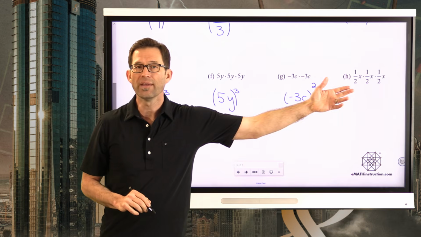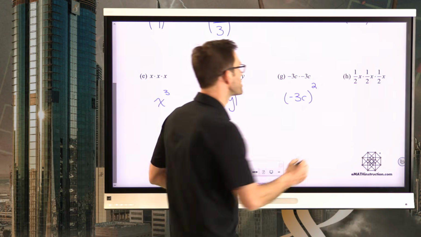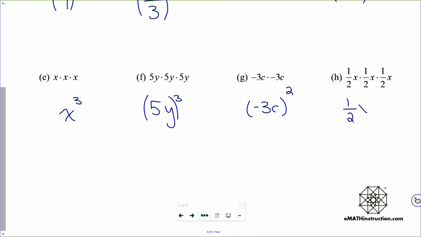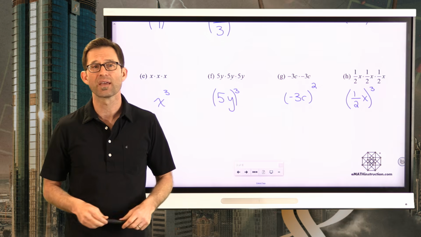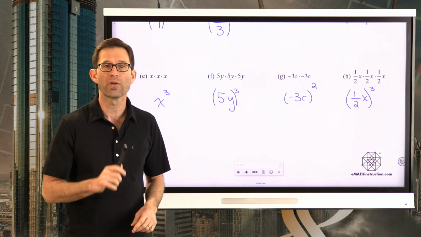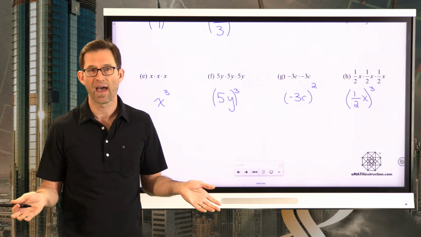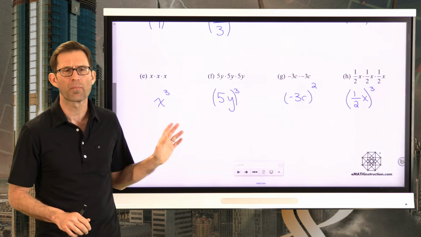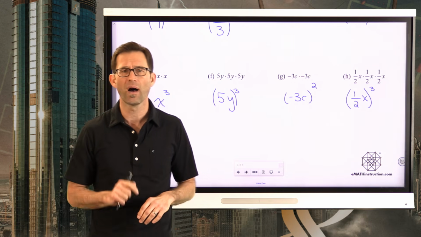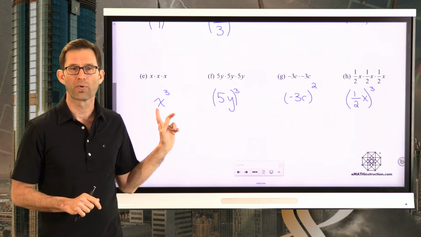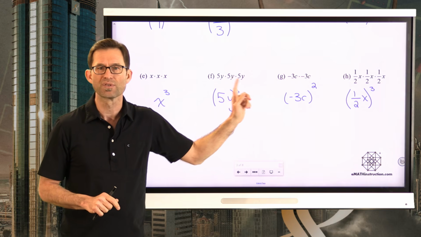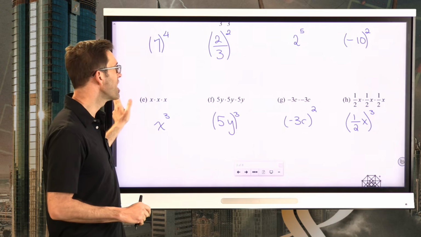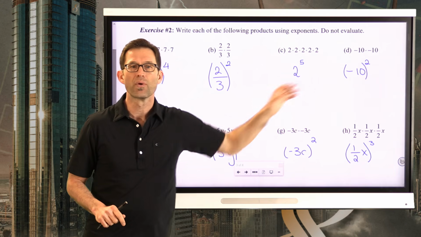And again, letter H is similar to letter F. This would be 1/2 times x to the 3rd. Again, those parentheses are needed. Otherwise, order of operations kicks in and it makes you do the exponent first and then everything else after that, all right? So be careful. If you've got a single number, a single variable, especially one that's positive, you can always write it without parentheses. But if you've got other numbers in there, or you've got a negative number, then get it in parentheses before you apply that exponent.